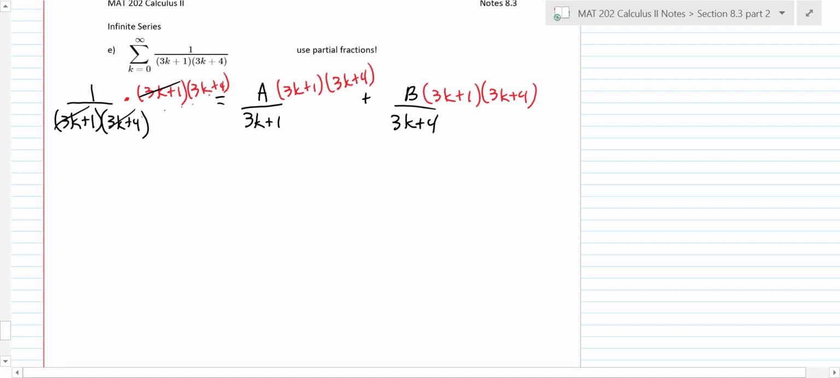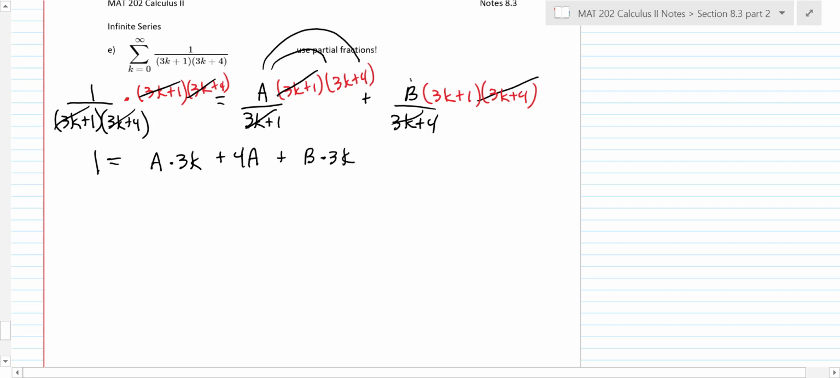Now that's going to cancel out, of course, leaving you 1. Over here, that's going to cancel out. Now I'm going to multiply this out. So that's A times 3k, and then A times 4 is plus 4A. It gets the A's together like this. Over here, this is going to cancel out, so that's going to give B times 3k and then B times 1. So you've got to get your system and find A and B, is the key.